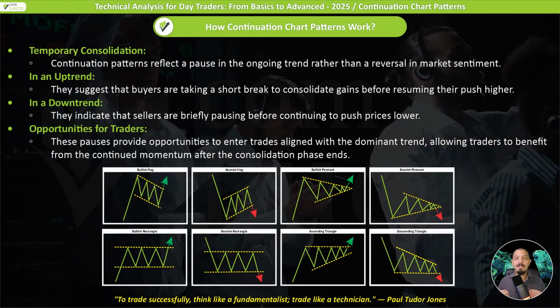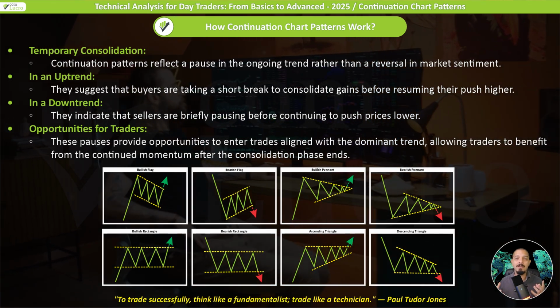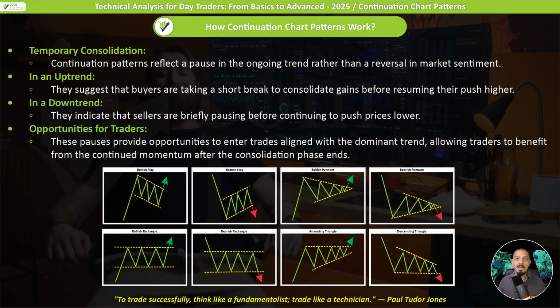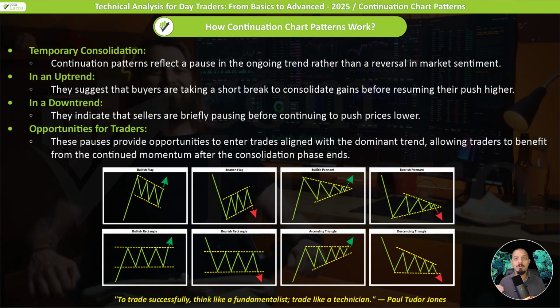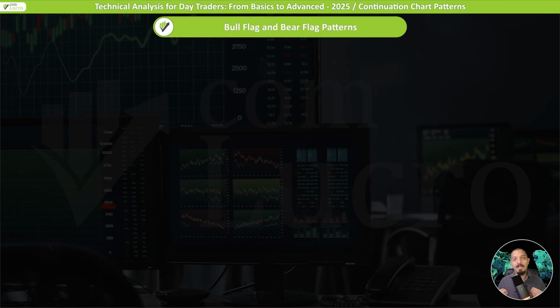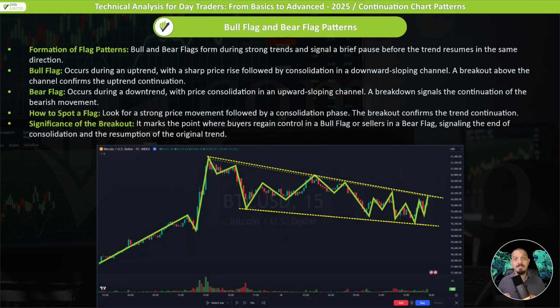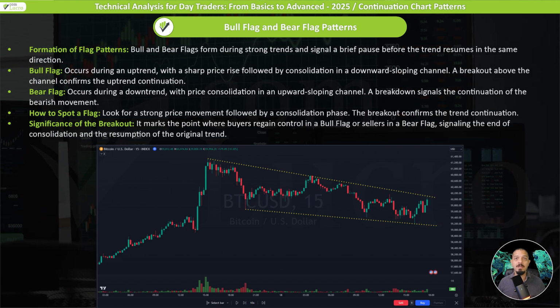Conversely, in a downtrend, they indicate that sellers are briefly pausing before continuing to drive prices lower. These pauses often present opportunities to enter trades aligned with the dominant trend, allowing traders to capitalize on the continued momentum once the consolidation phase ends. Let's explore the bull flag and bear flag patterns. These patterns typically form during strong trends and signal a brief pause before the trend resumes in the same direction.